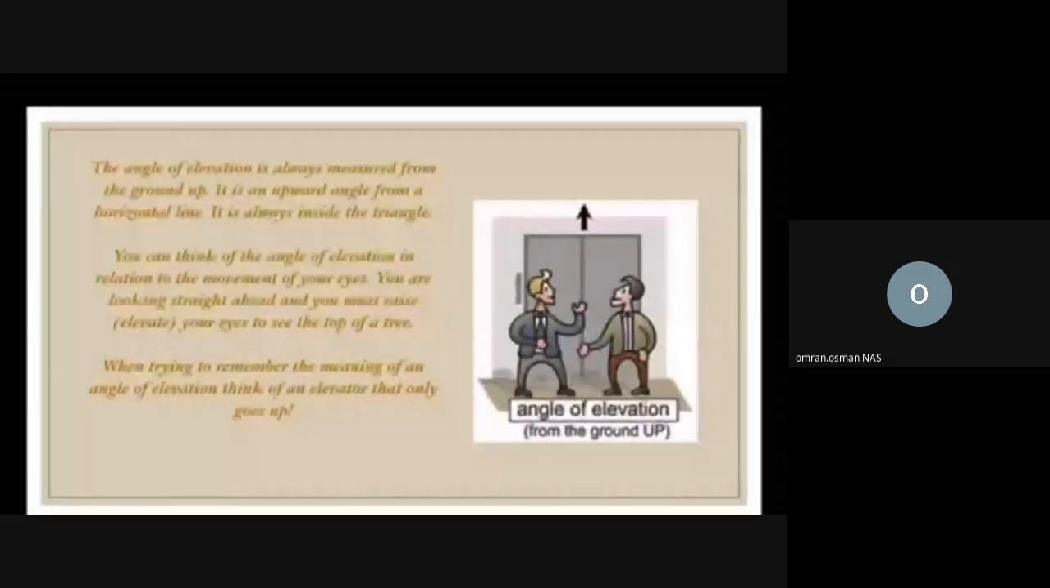You can think of the angle of elevation in relation to the movement of your eyes. You are looking straight ahead and you must elevate your eyes to see the top of a tree. When trying to remember the meaning of an angle of elevation, think of an elevator that only goes up.